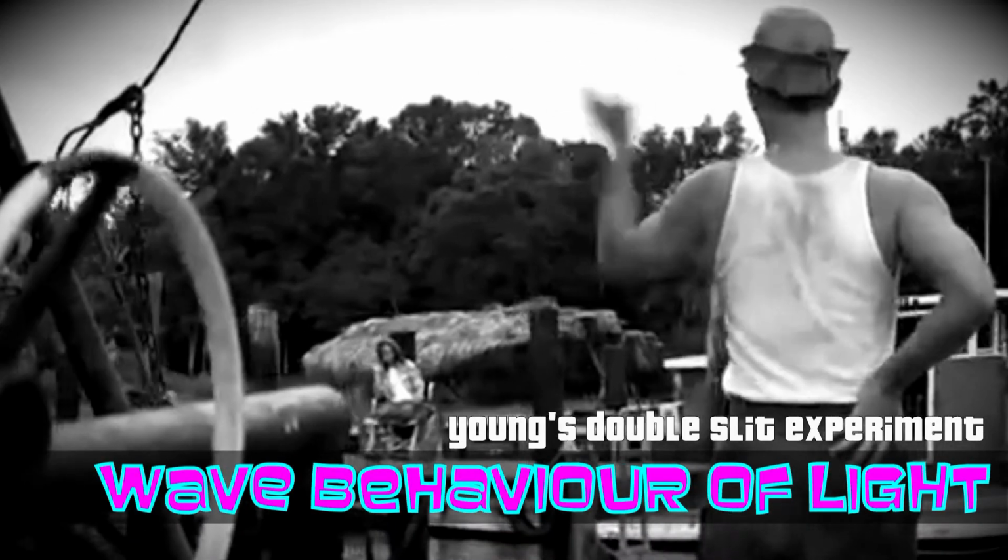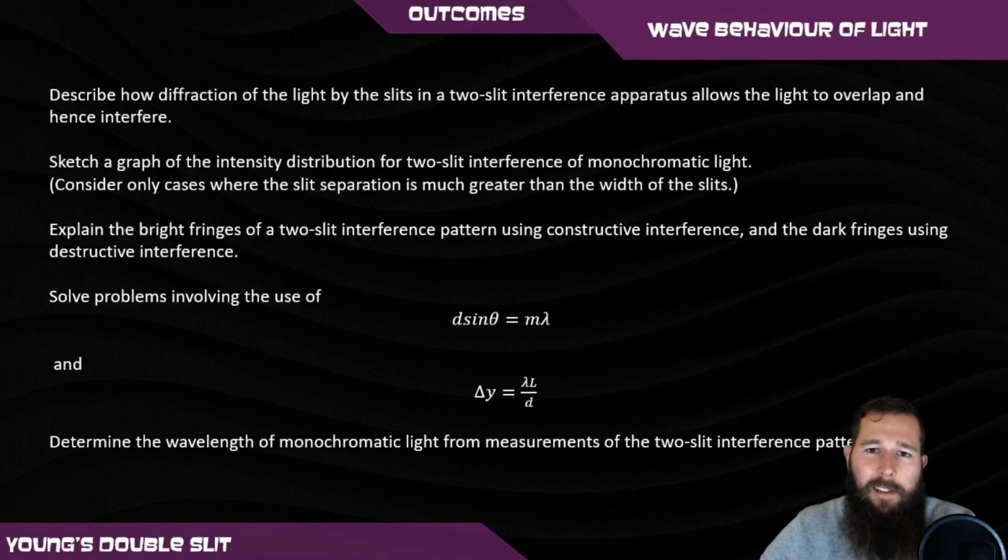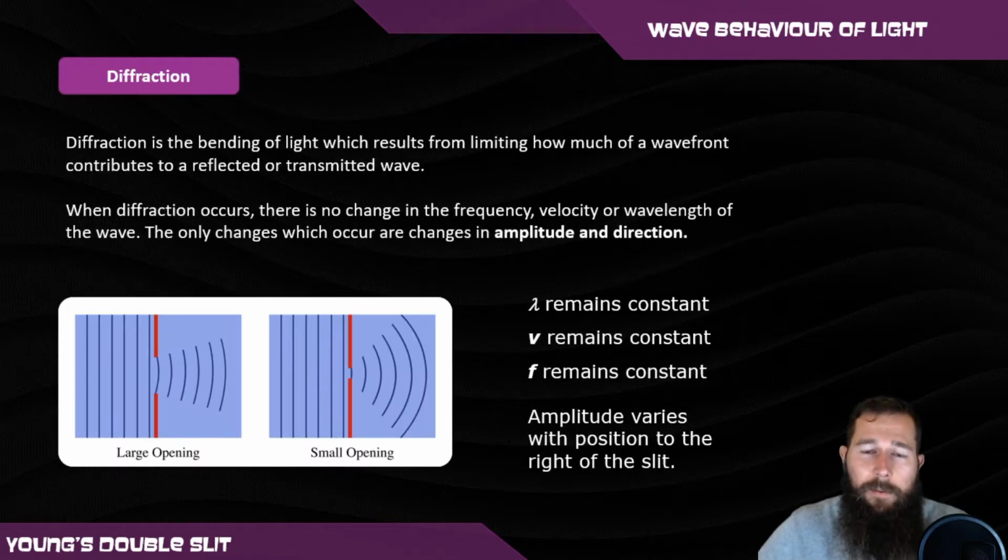Young's double slit experiment. In this video we're going to look at Young's double slit experiment. It's pretty famous, that proves light behaves as a wave. So just first we'll discuss diffraction as a definition. So when looking at waves, diffraction occurs when waves pass through a small opening and they change direction.